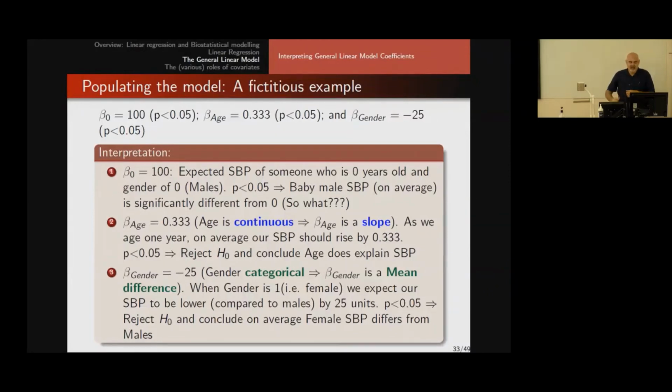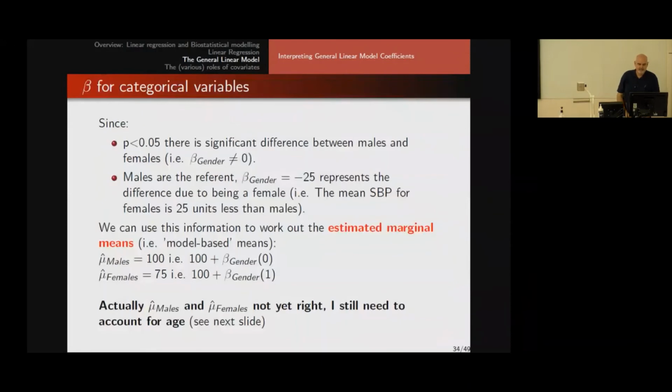Okay? Since P is less than 0.05, we reject H0 and conclude that on average, female SBP differs from males. It's lower. It's 25 units lower, and that is statistically significant. Okay? So in other words, since P is less than 0.05, there is a significant difference between males and females because beta gender was significantly different from zero. Okay? Males are the reference, so beta gender equals -25 represents the difference from males due to being female.